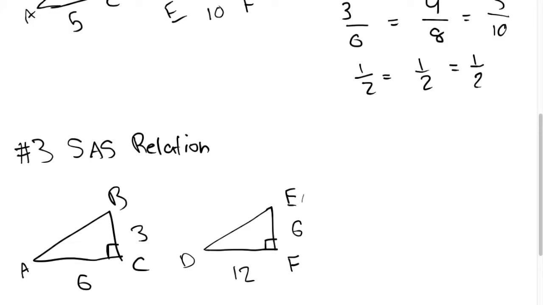For the side-angle-side relationship to work, the angle has to be contained between the two sides. What this basically means is if you have two sides, the angle has to be in the middle of the two sides.